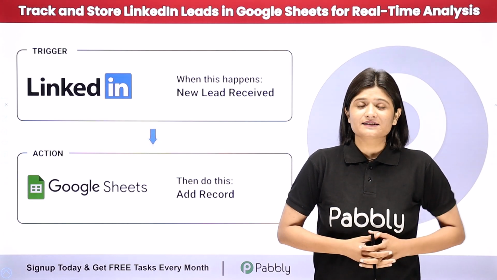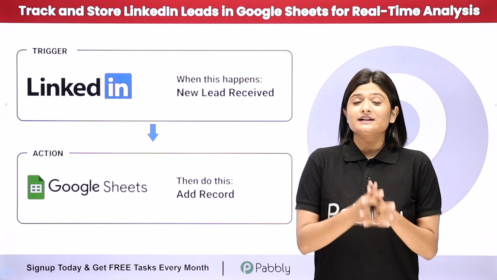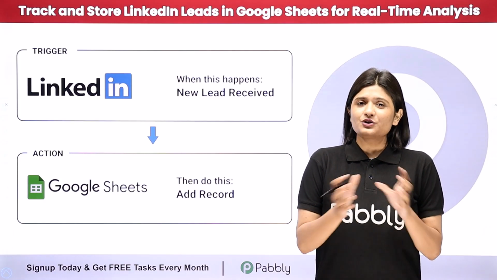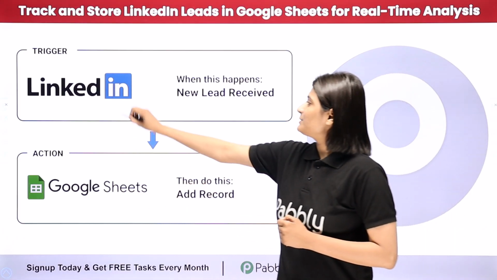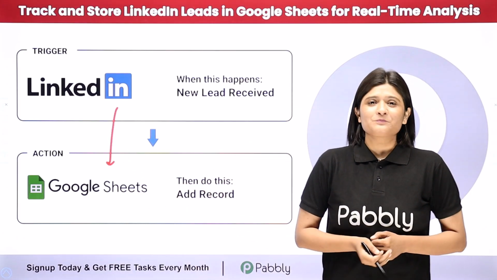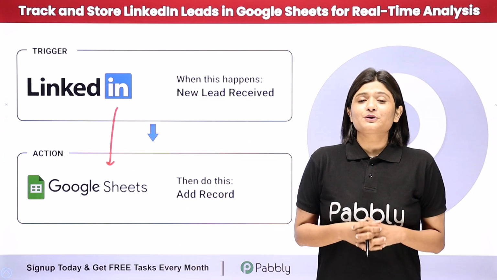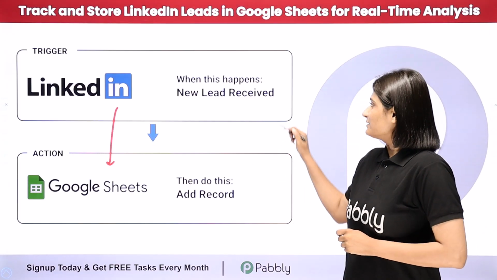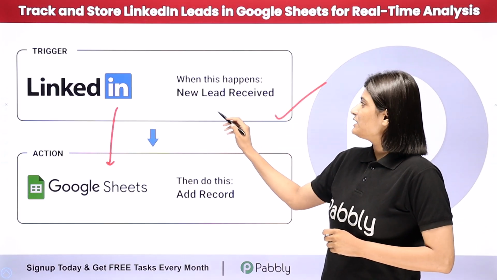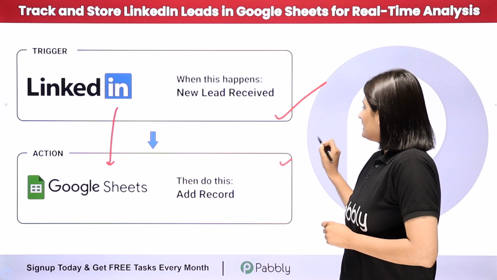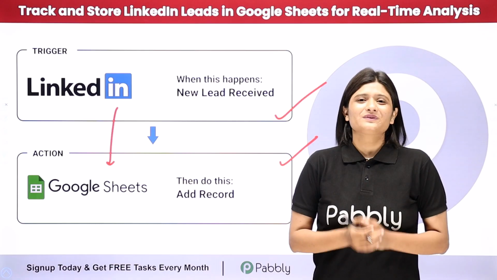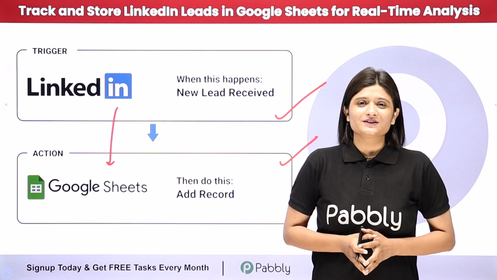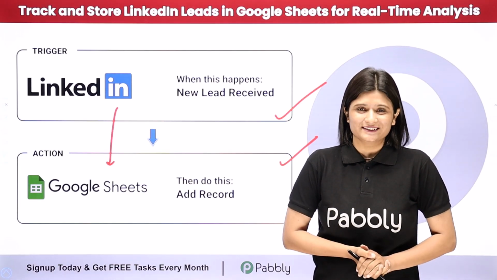So Pabbly Connect is an amazing automation and integration software which requires no coding or programming skills. Here I just need to build a connection between LinkedIn and Google Sheets. With the help of Pabbly Connect, I am going to build this connection in such a manner that whenever I receive a new lead from LinkedIn, I automatically add the details of this lead to my Google Sheets spreadsheet. Now, if you want to learn the step-by-step process, then let me take you all to my screen.